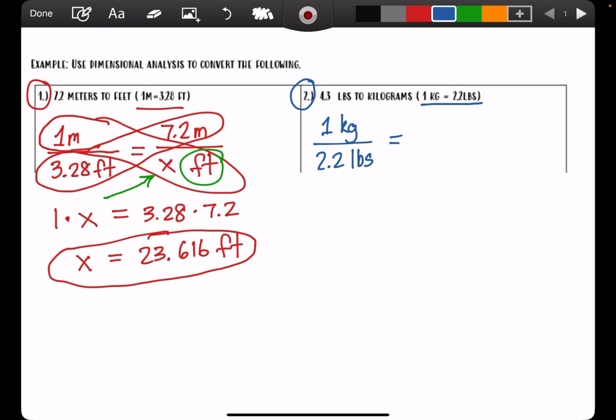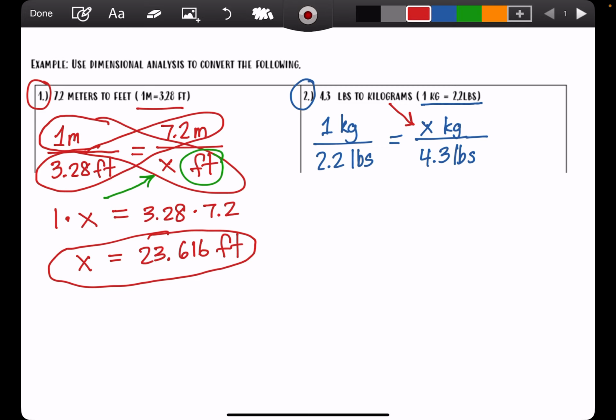And we're going to set that equal to what we're looking for, which is how many kilograms. So x kilograms, how many kilograms are in 4.3 pounds? Okay, so the difference here is now we have x in the numerator, whereas in our first problem, it was below in the denominator.